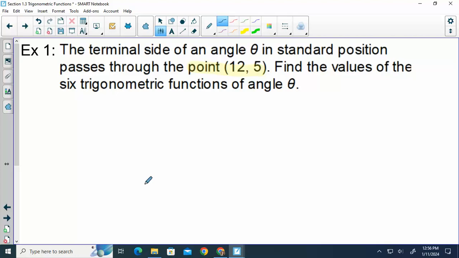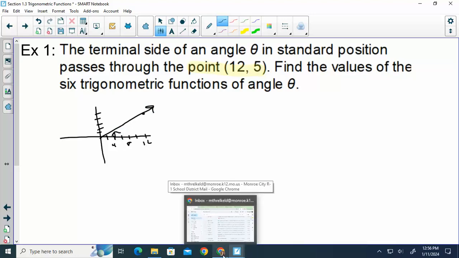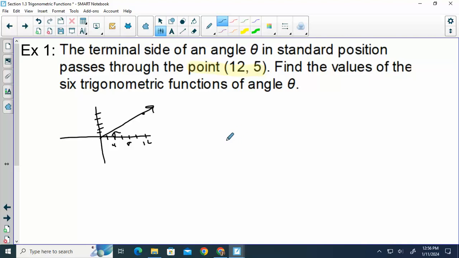We don't have to draw a picture on this, you are welcome to, if it helps you. If you're plotting the point (12, 5), that's just a point in the first quadrant. So this is the angle. Again, I didn't say that you had to sketch it, so you certainly wouldn't have to. What we have to do are the 6 trig functions.